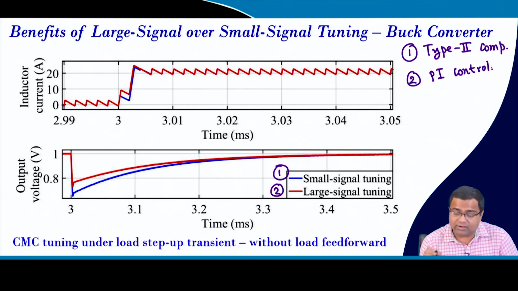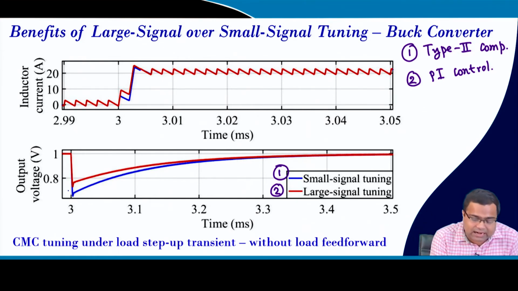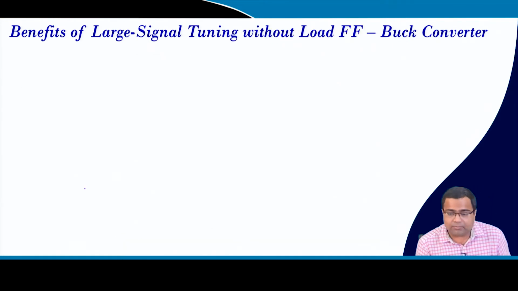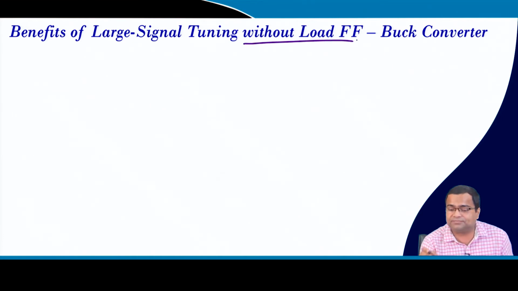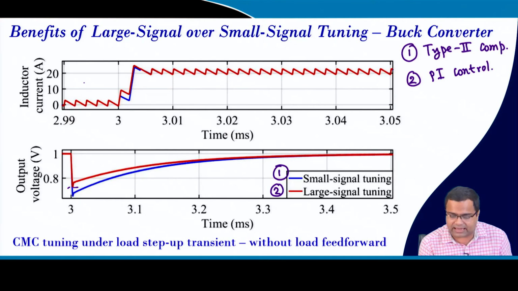Then you can see the PI controller with the optimal K, which we obtain incorporating load feed forward. But suppose we retain the gain and remove the load feed forward, you can see the undershoot is reduced, by almost 100 millivolt. That means in both cases, with and without load feed forward, the recovery time is more or less the same.